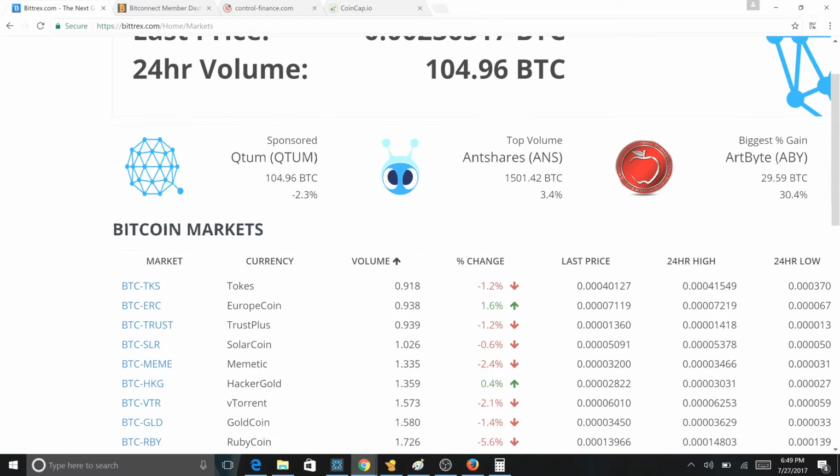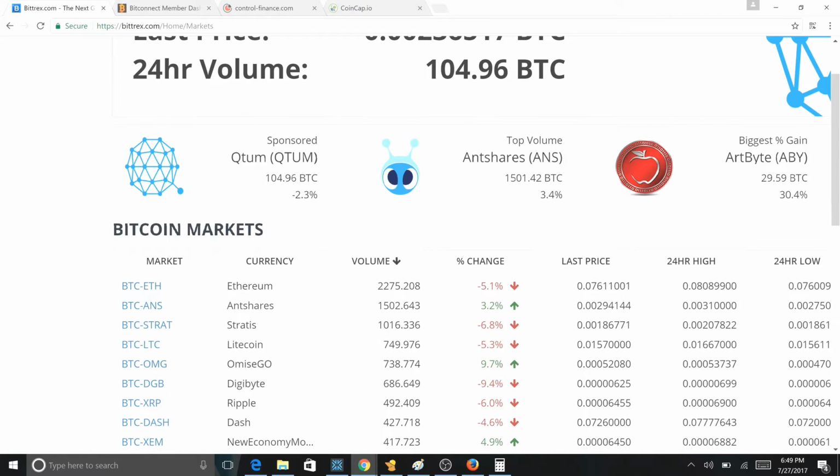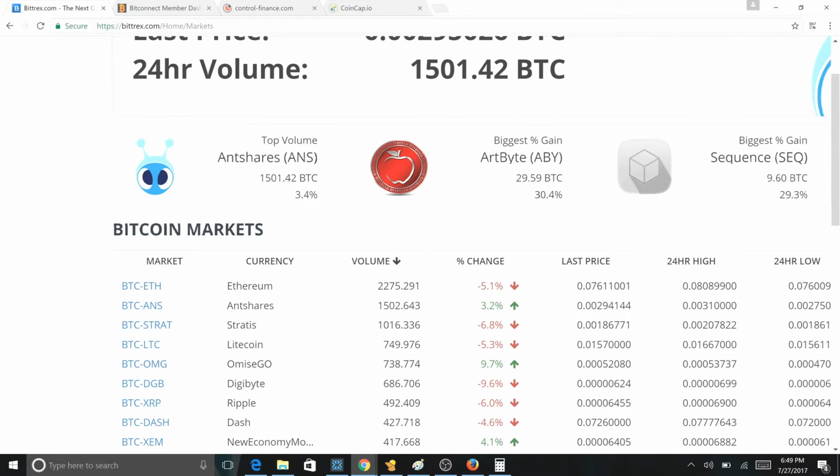Tokes and Europe Coin, Trust Plus is doing nothing, hardly 1 Bitcoin a day. Then you go up to ETH and AntShares and you're running 2,200 Bitcoin and 1,500 Bitcoin through AntShares. So those are really popular right now.